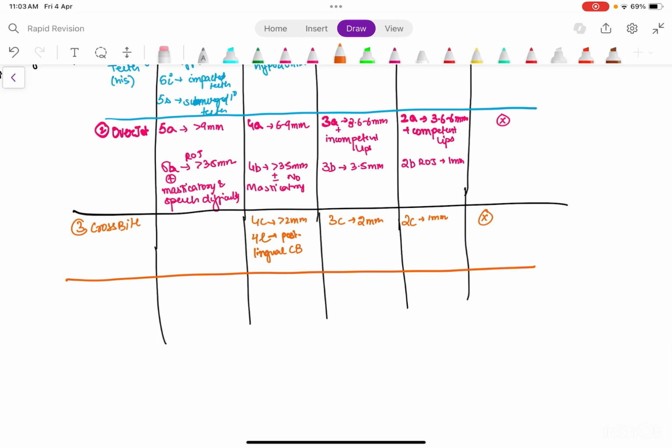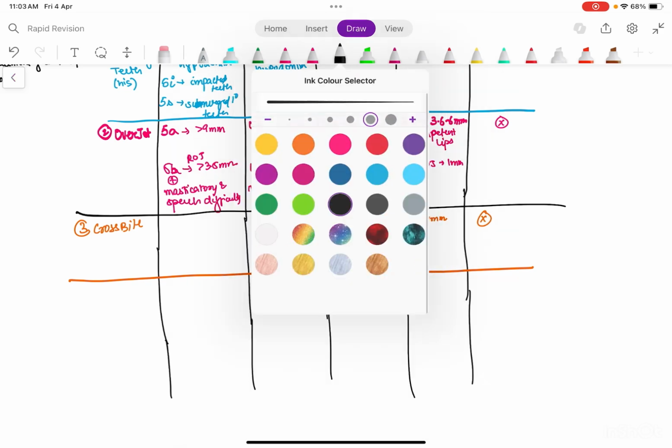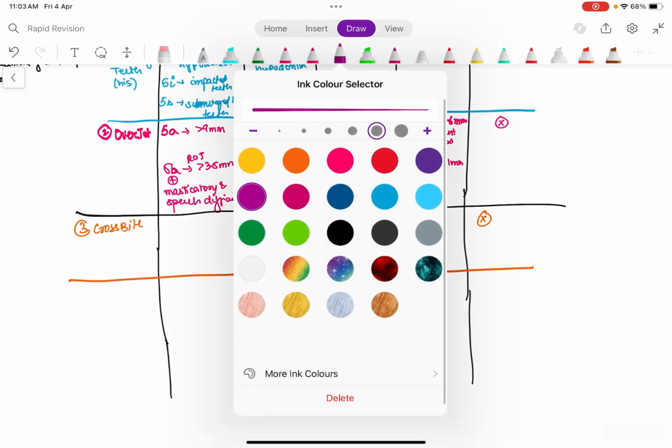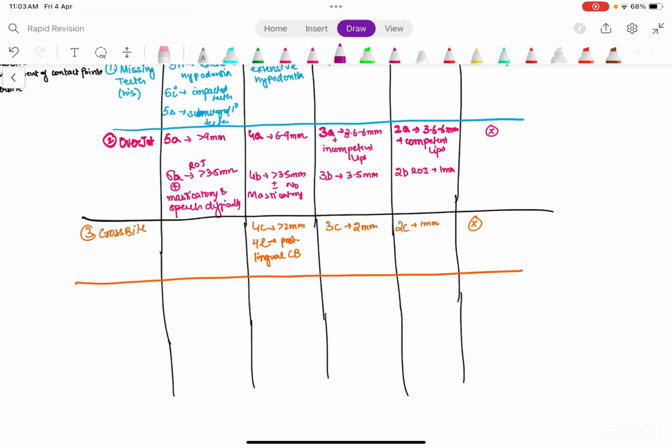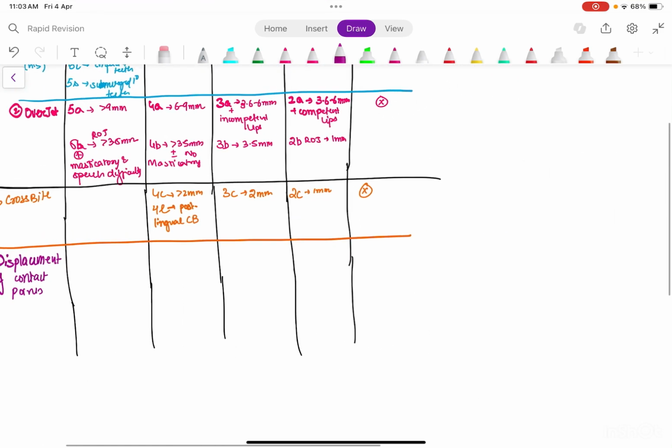Now done with this also. Now let's talk about the next one. So MOCDO D, displacement, right? So displacement of contact points.